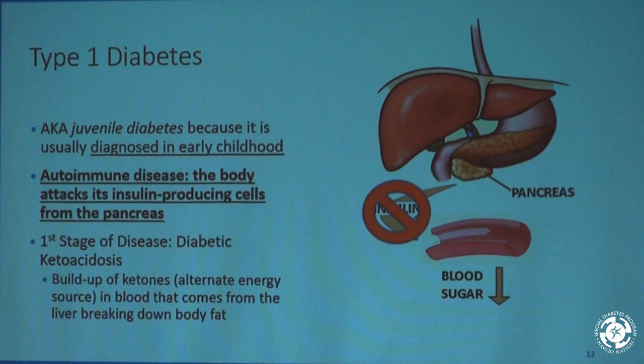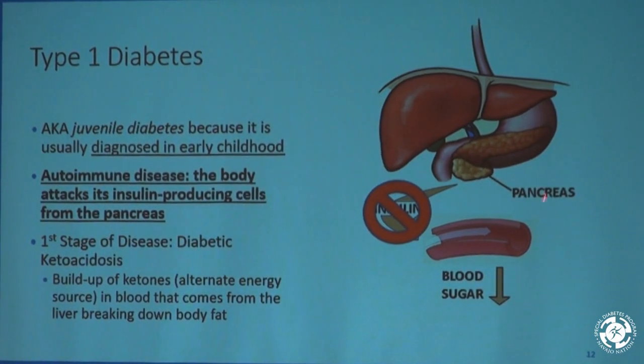Type 1 is also known as juvenile diabetes because it's usually diagnosed in early childhood. It is an autoimmune disease. The body attacks its insulin-producing cells from the pancreas. First stage of disease, diabetic ketoacidosis, which is the buildup of ketones, which is an alternate energy source in blood that comes from the liver breaking down body fat.